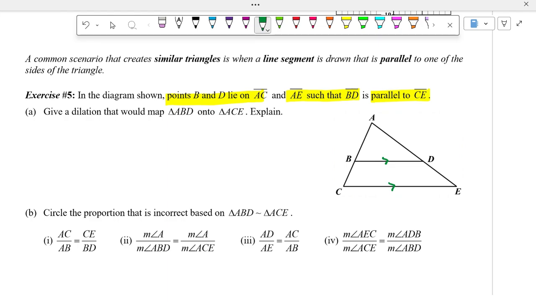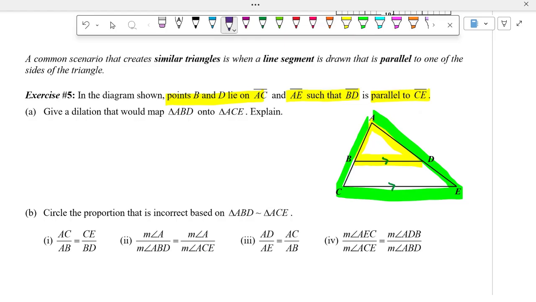However, we could figure out some stuff. All right. So, if I want to do a dilation of ABD, so this triangle right here, onto ACE. So this is a triangle within another triangle. They're still going to be similar to each other, but be careful with those. It's a triangle within another triangle. So they're not separated like we're used to.